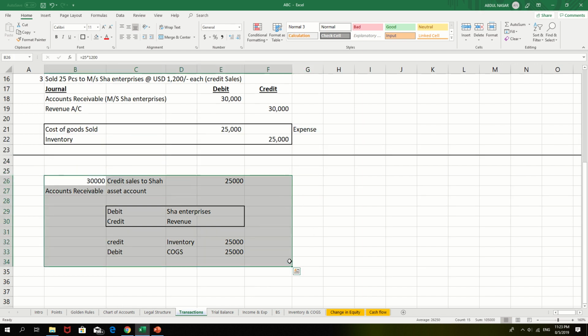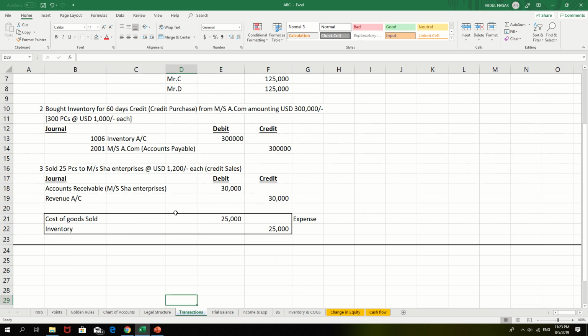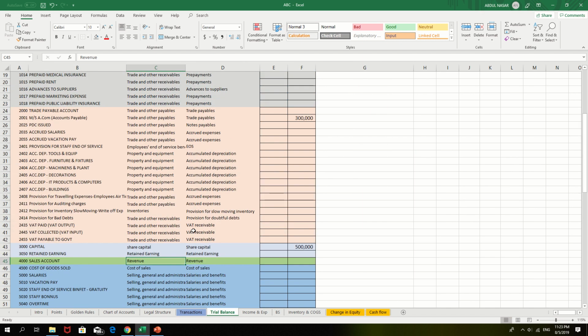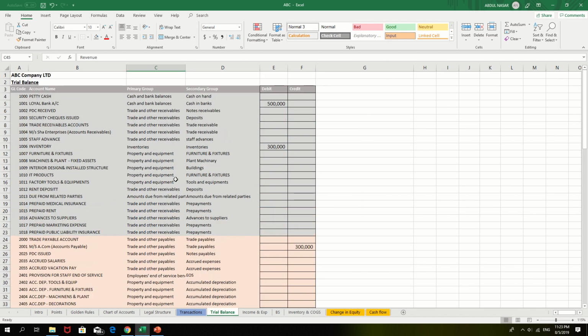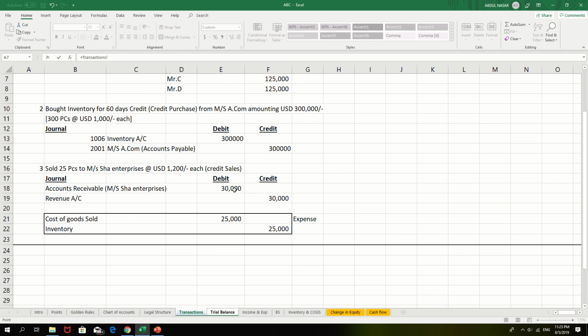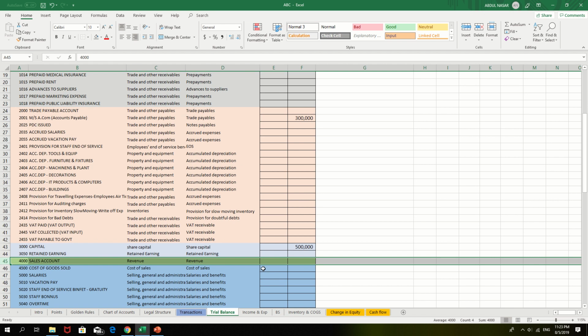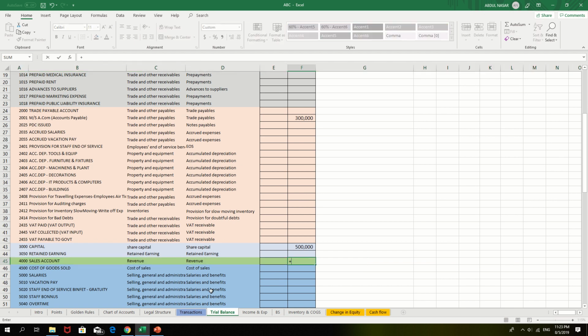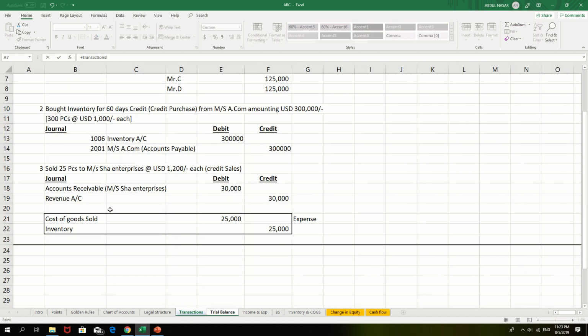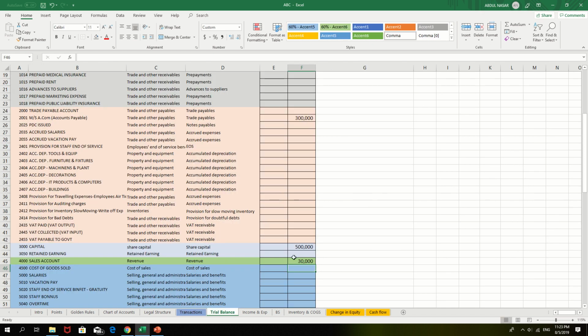Now these two entries we need to book into the trial balance. We will show them in the trial balance. First one, accounts receivable 30,000. It's an asset account, so Shah's account will be debited because it's increasing. The transaction is 30,000, and revenue increased. This is the sales account, this is called revenue, right? Sales.